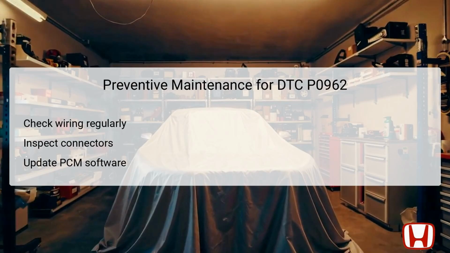intermittent electrical faults. Keeping the PCM software updated is another critical aspect of preventive maintenance, ensuring that the vehicle operates with the latest protocols and fixes for known issues. By implementing these preventive measures, you're fostering a healthier transmission system and mitigating the likelihood of recurrence for DTC P0962.